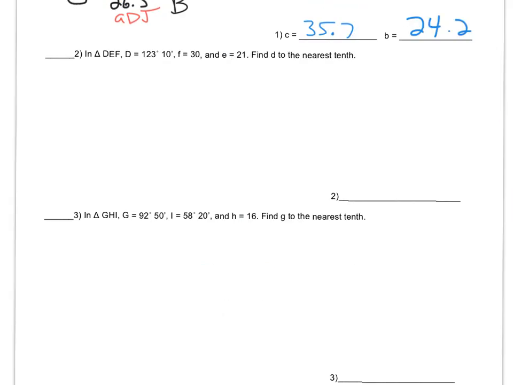Problem 2, in triangle DEF, angle D is 123 degrees 10 minutes. So we want to try to draw up our picture, but here we're not given a right triangle. So I can draw any old triangle that I want and just label the sides appropriately. Now it is true that angle D is 123 degrees. That's bigger than 90 degrees, so that makes it an obtuse angle.